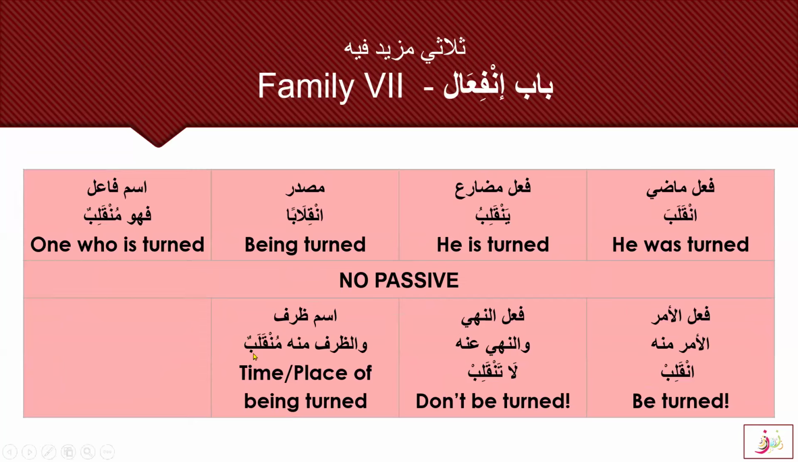Family 7 has no passive form, and it goes like this: Inqalaba yanqalibu, it starts with the alif. Inqalaba yanqalibu inqilaban fahuwa munqalibun. And al-amru minhu inqalib, wannahyu anhu la tanqalib, and wazarf minhu munqalab. So it has no passive form.